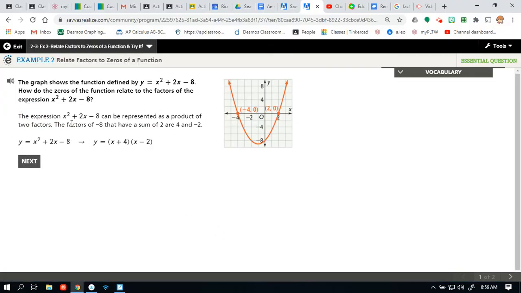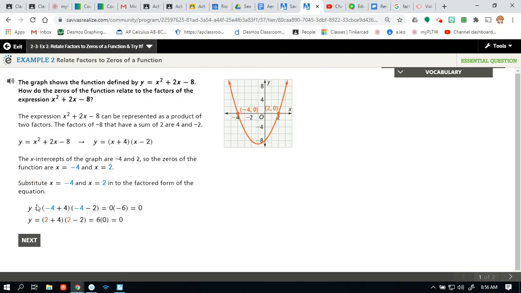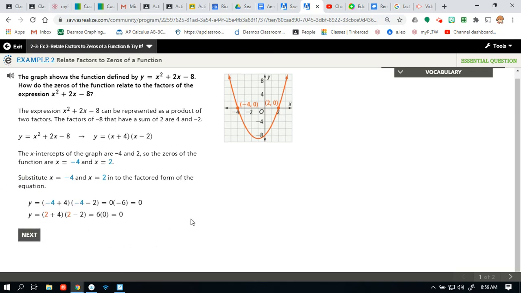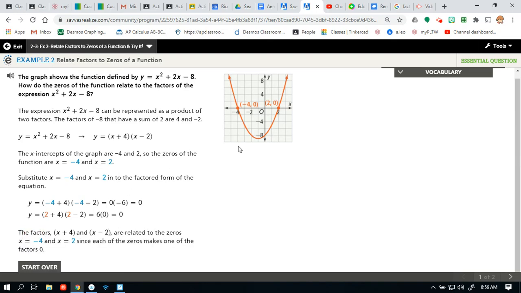So again, here is them doing the work. They do the factoring, and they have the x equals 2, they substitute it in, and they find that we have zeros. So the factors of x plus 4 and x minus 2 are related to the zeros, x equals -4 and x equals 2, since each of the zeros makes one of the factors 0.